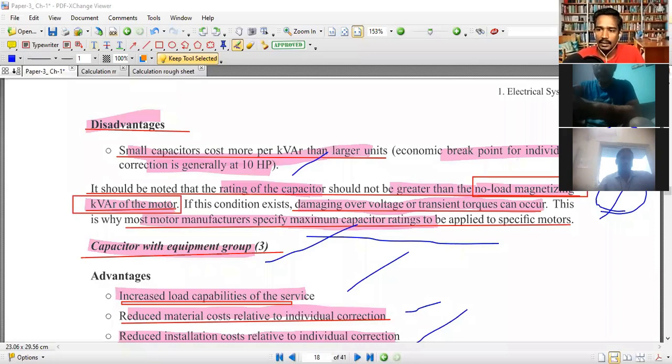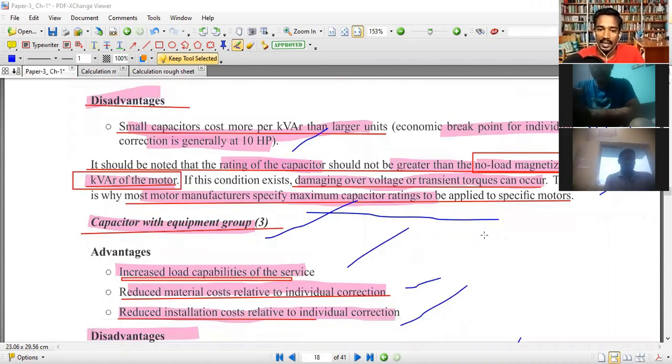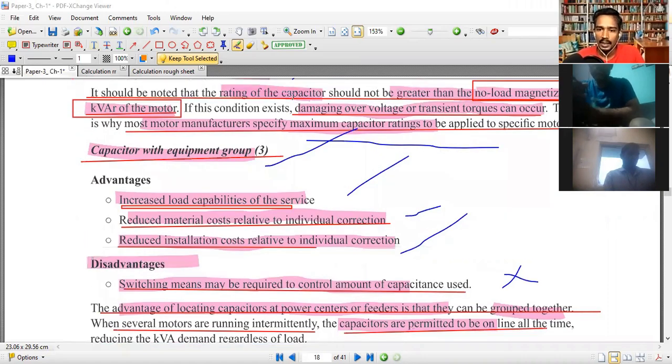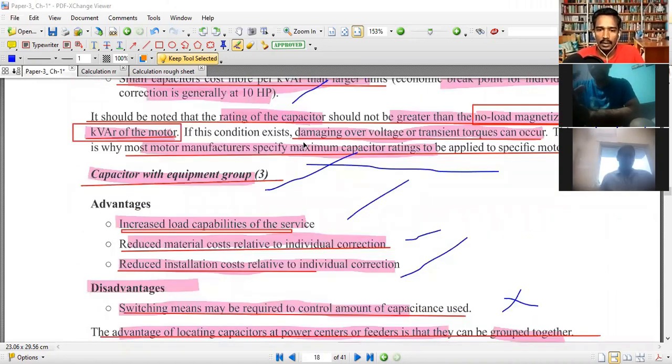And the disadvantage is we cannot use it for small motors. The cost is very high. Then another one is you have to consider the no load magnetizing kVAR of the motor. This is very, very important. The capacitor with the equipment group is available here, same as the grouped motor and individual source side. Just see this video and you can easily understand.